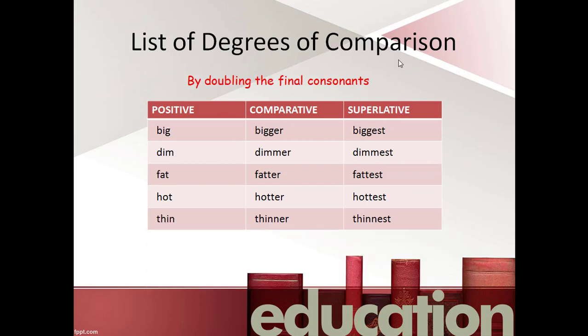This type of adjective has its final consonant doubled: big, bigger, biggest, dim, dimmer, dimmest, fat, fatter, fattest, hot, hotter, hottest, thin, thinner, thinnest, and so on.